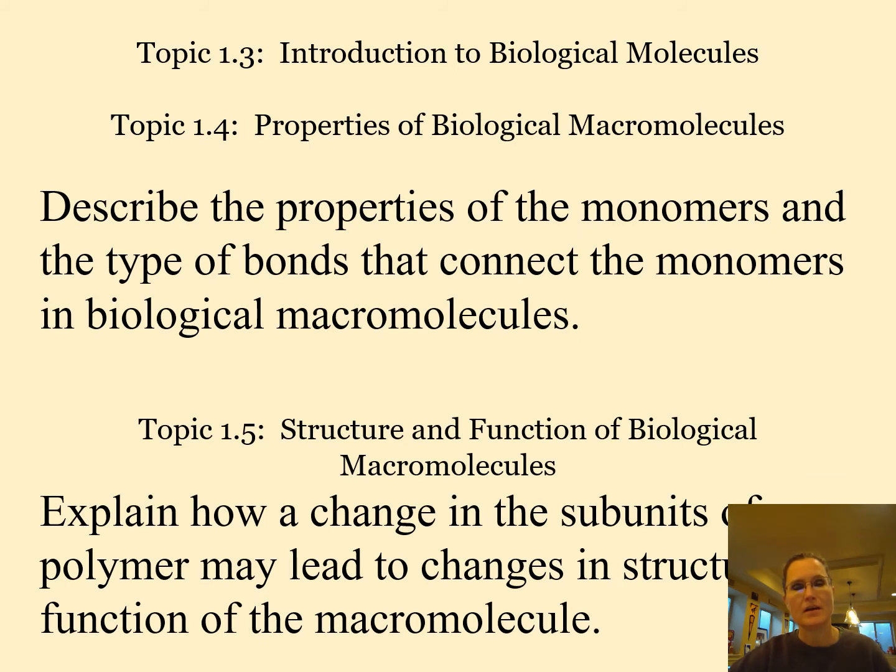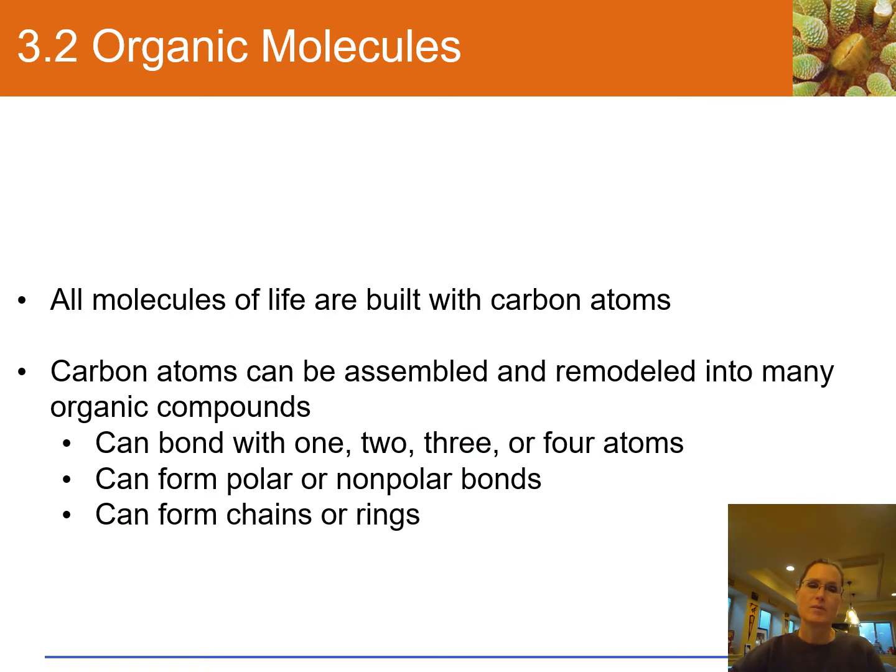And then to talk about the monomers and the polymers, and then changes. So organic molecules, we talked about this just a second ago. Carbon is very useful because it can bond with 4 different things, or 3 or 2 or 1. It can form different kinds of bonds. It can form rings and chains and all kinds of different things. So we can make a whole lot of stuff out of it.